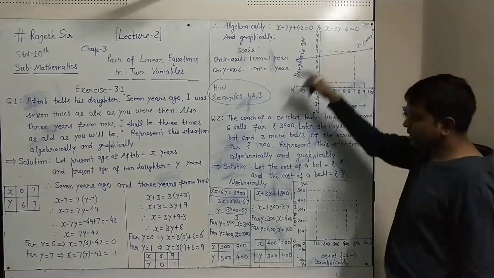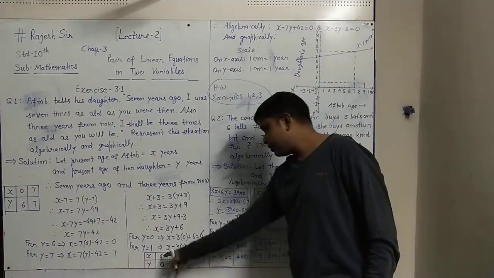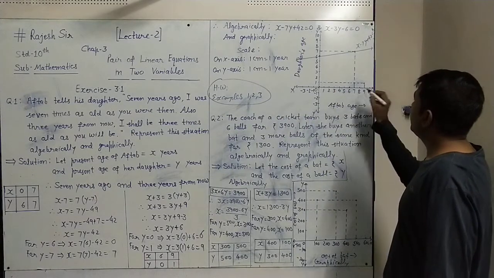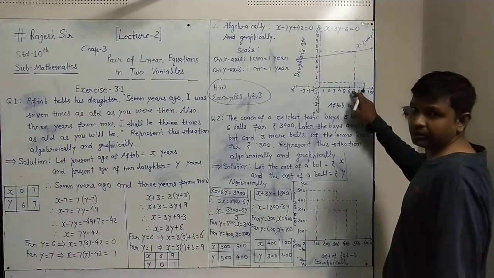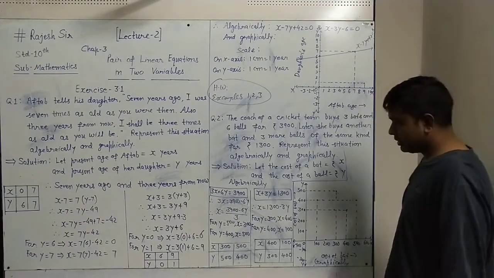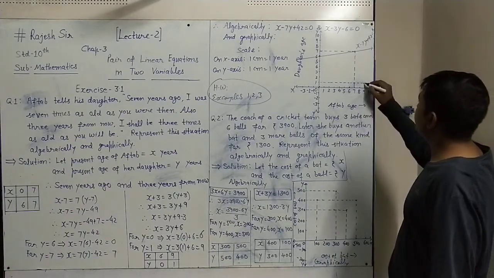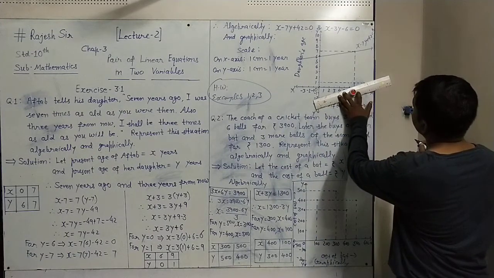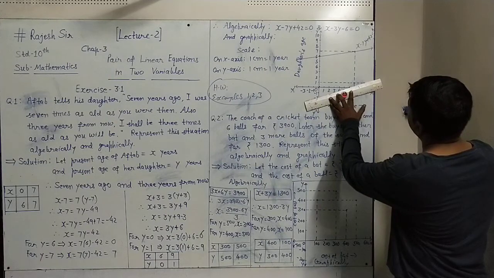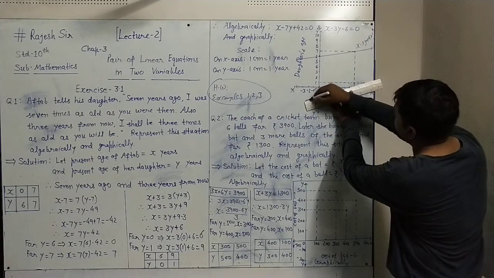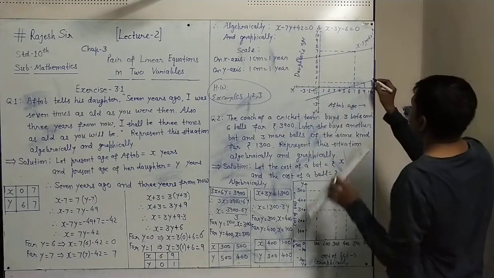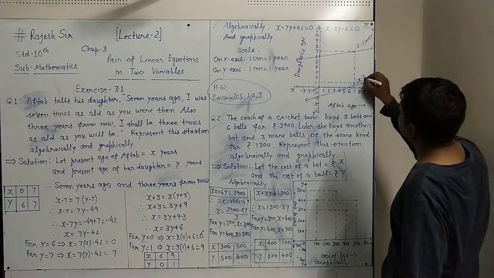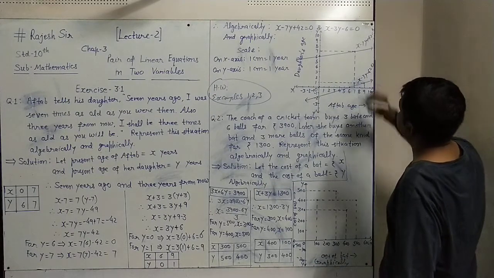To get the next equation, next pair of values, we will take 6, 0. 6, 0 is 6 this way, and 0 is the same way, no height. 6, 0 is this point, and 9, 1 is this point. So joining these two, we will get another graphical representation, the second line. This is our second equation, that is x minus 3y minus 6 equal to 0.